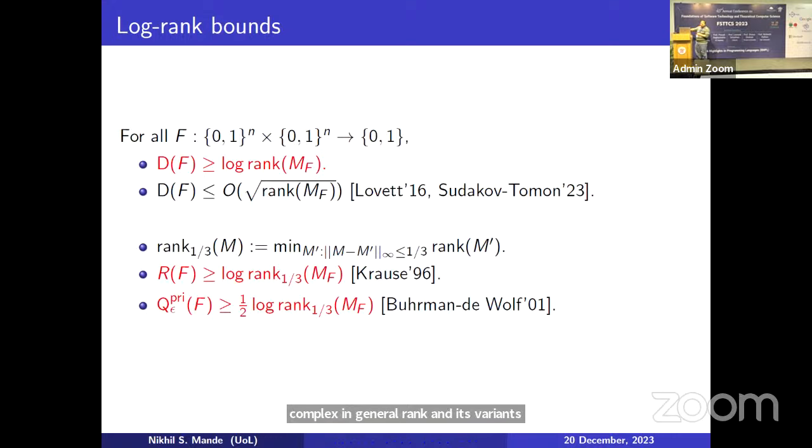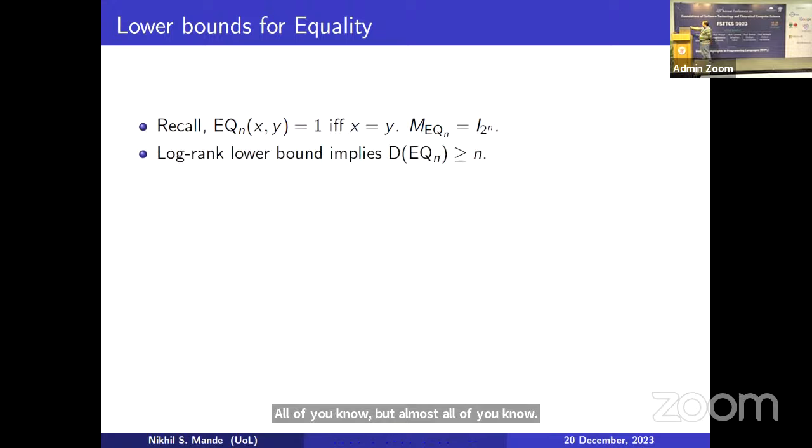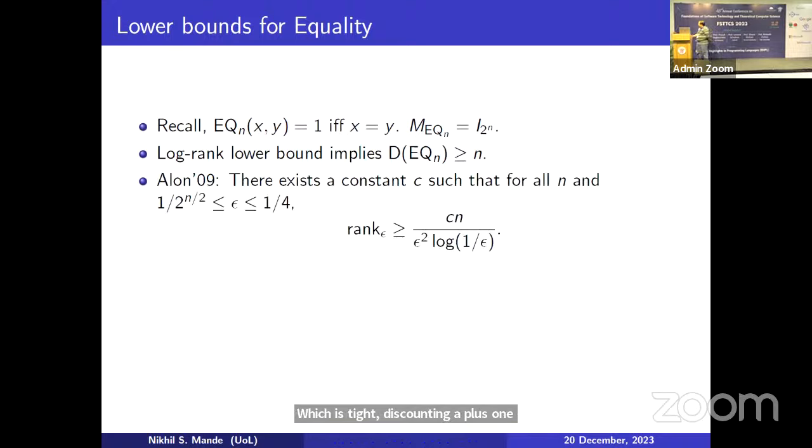And the focus of this talk is going to be the lower bounds themselves. Let's see how they apply to the equality function. So recall that equality is just one if the two strings are equal, zero otherwise. And the communication matrix is the identity, which is a 2^n dimensional identity. So its rank, as I'm sure all of you know, or almost all of you know, is 2^n. So the log rank lower bound implies that deterministic communication complexity of equality is at least n, which is tight, discounting a +1 possibly. I'll talk about tightness on the next slide.